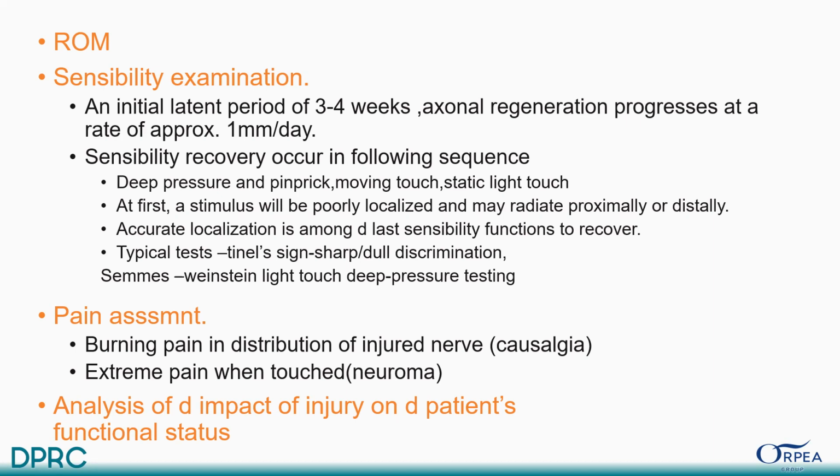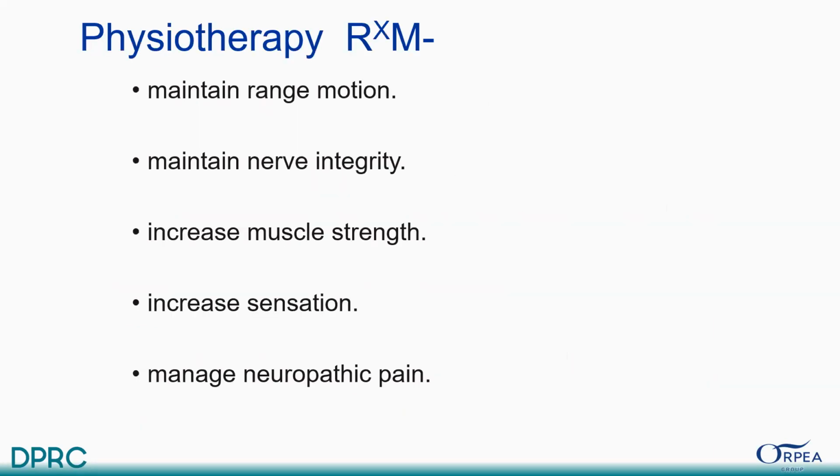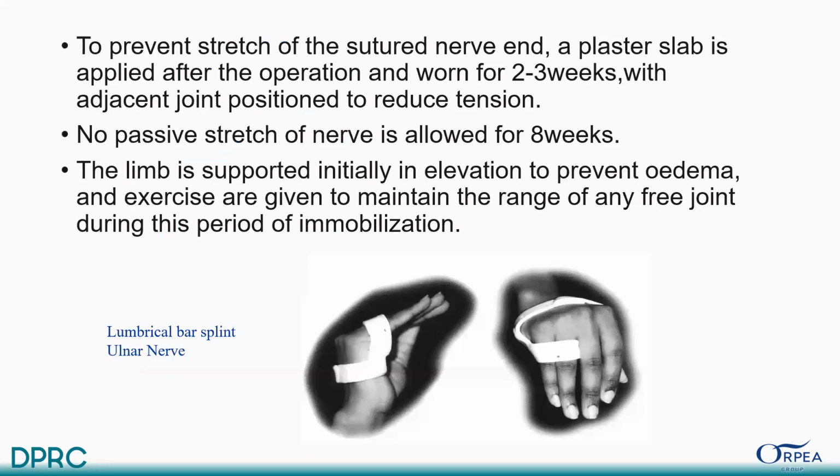Then pain assessment. The common causes of pain following nerve repair are causalgia and neuroma. Analysis of the impact of the injury on the patient's functional status. The physiotherapy treatment goals are to maintain range of motion, maintain nerve integrity, increase muscle length, increase sensation, and manage neuropathic pain.